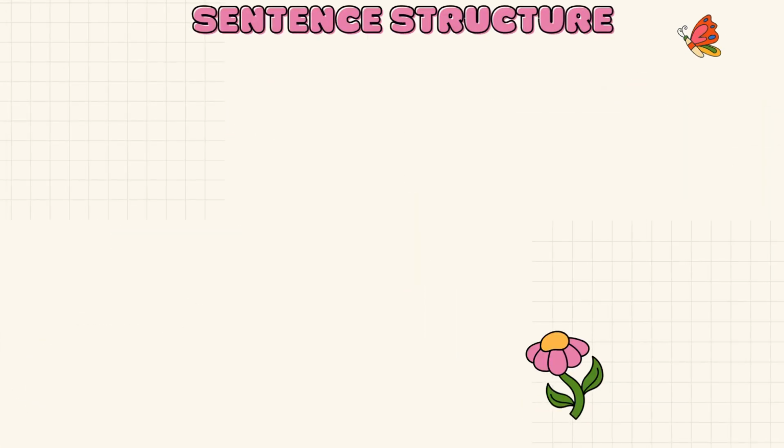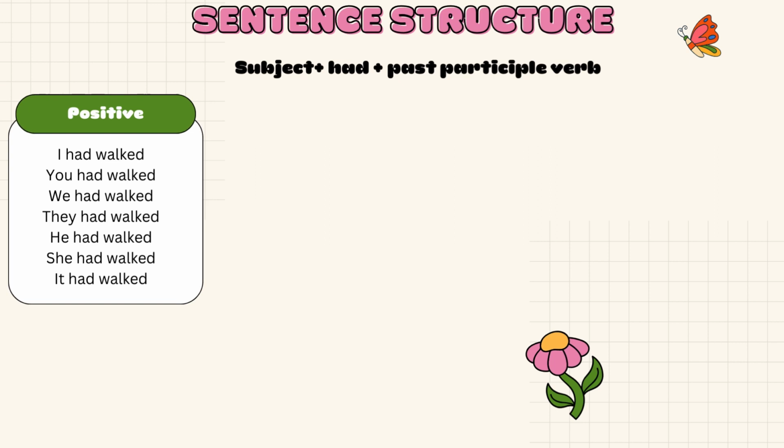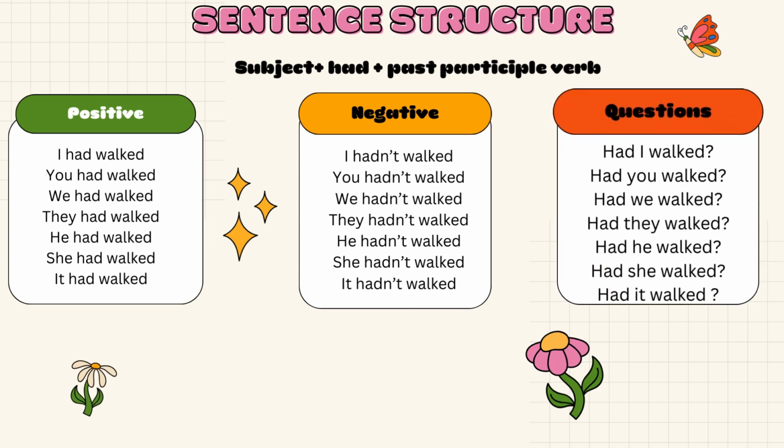The sentence structure for this tense is subject plus had plus past participle verb. To make this sentence negative, use hadn't or had not. And to ask questions, place had in the beginning of the sentence.